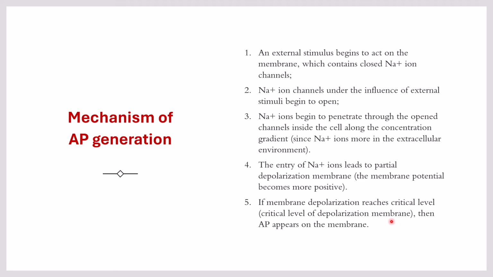So there has to be a threshold. If you remember from the previous slide, there was the threshold on the graph I showed you last time. It was around minus 55 millivolt. If the membrane depolarization reaches this critical level, the threshold, the action potential will go up. If not, nothing will happen.